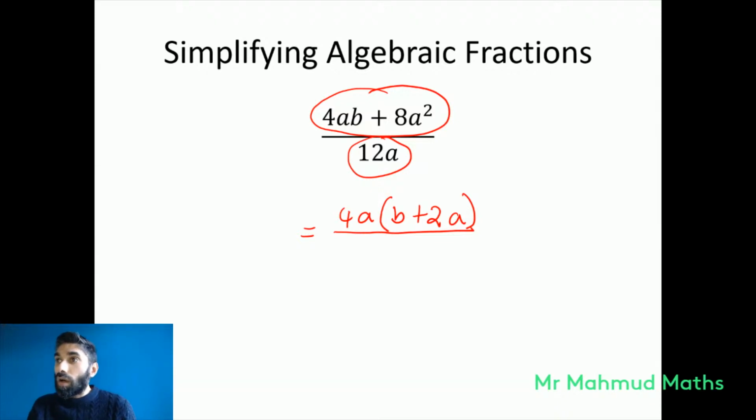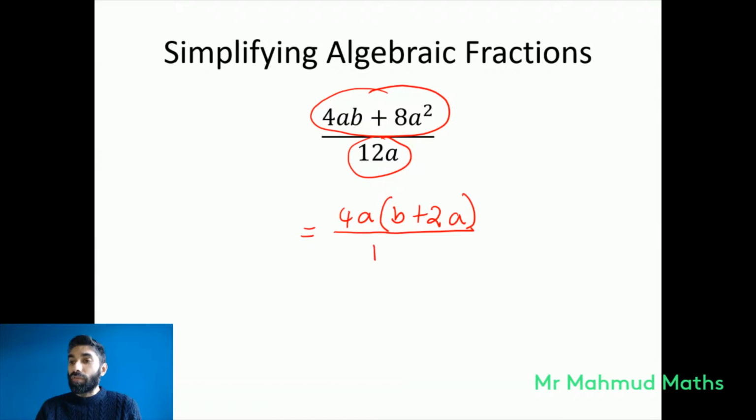Yes. 2a brackets 2 plus 4a. So close. Just had to do the highest common factor. You have to factorize fully. 4a brackets b plus 2a, that's right, yes.